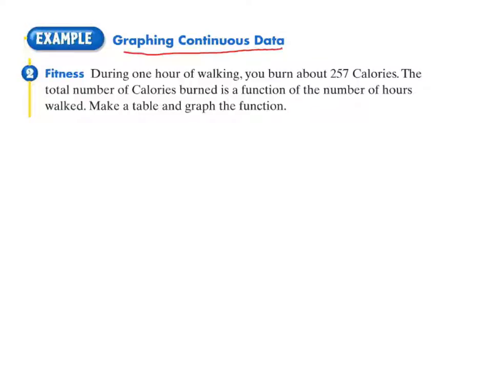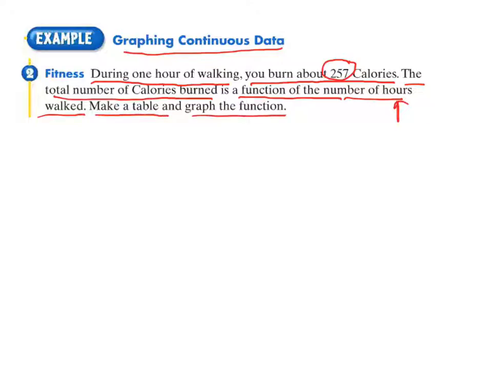Graphing continuous data. Let's see how to graph continuous data. During 1 hour of walking, you burn about 257 calories. So every hour, how many calories do you burn? 257 calories. The total number of calories burned is a function of the number of hours walked. So depending upon the number of hours you walk, you burn that many calories. Make a table and graph the function.